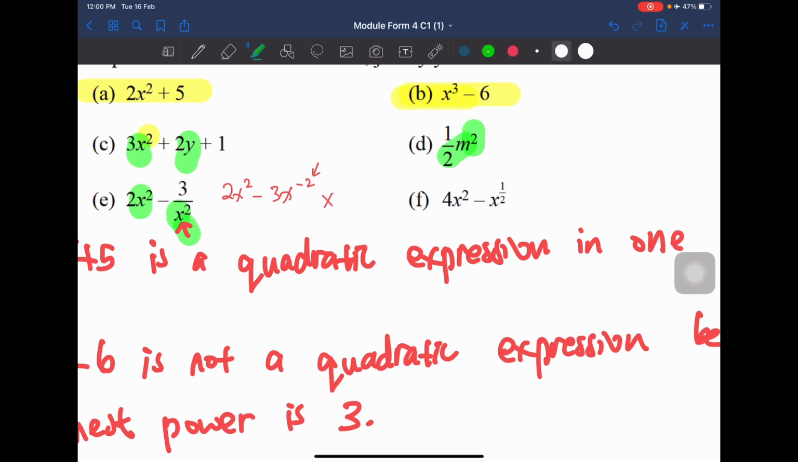Okay, so for F, sama juga, we have x, dah cantik dah. Okay, cuma power kita ada power setengah. Kalau ada power setengah, 1/2, maksud dia bukan quadratic expression. Okay, bukan.